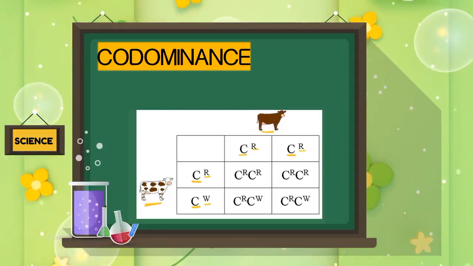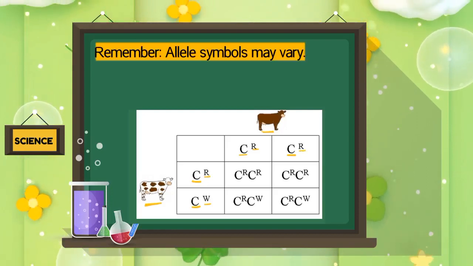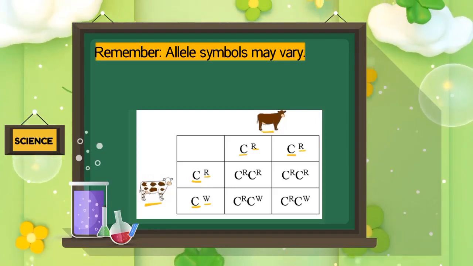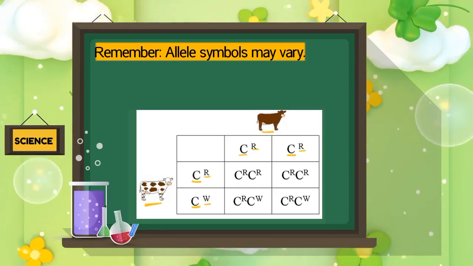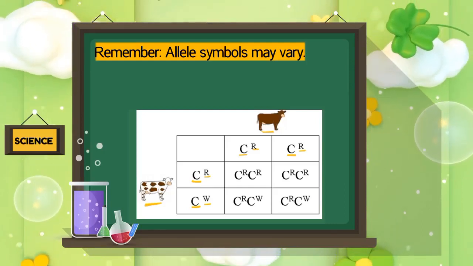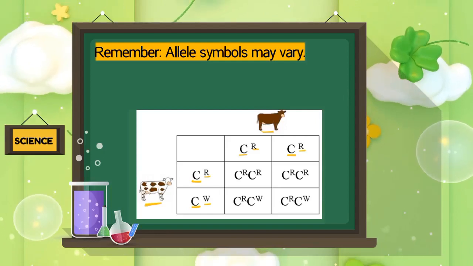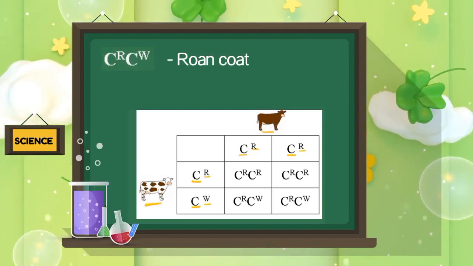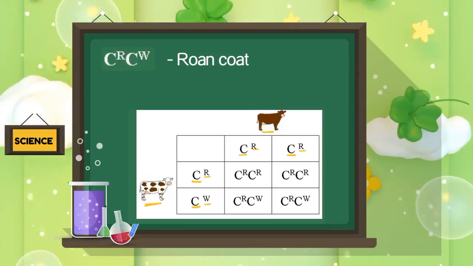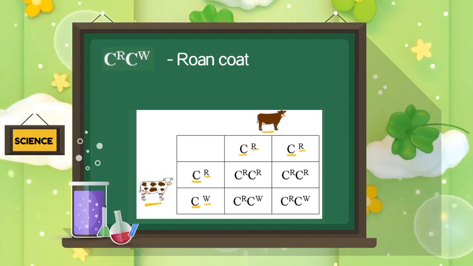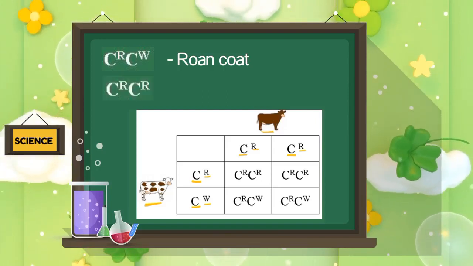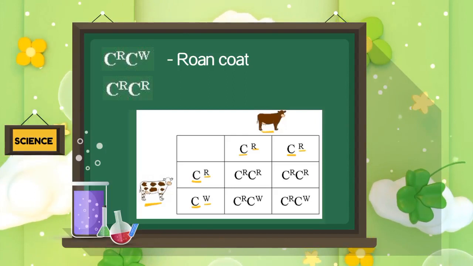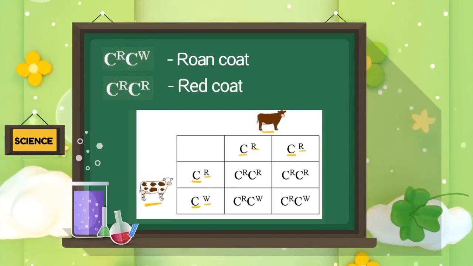By the way, you may find that people use different format in writing allele symbols in codominance. Some prefer to use two different uppercase letters, but some also use two uppercase letters with a superscript letter in each letter o yung parang exponent na letter. So, uppercase letter C with superscript letter R and another uppercase letter C with superscript letter W represents roan coat phenotype, while uppercase letter C with superscript R and another uppercase letter C with superscript R represents red coat phenotype.